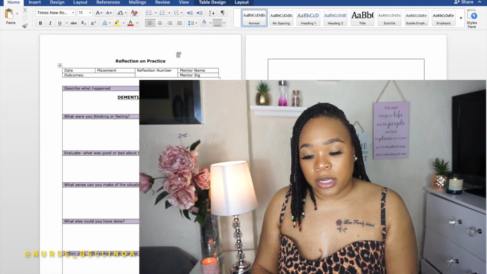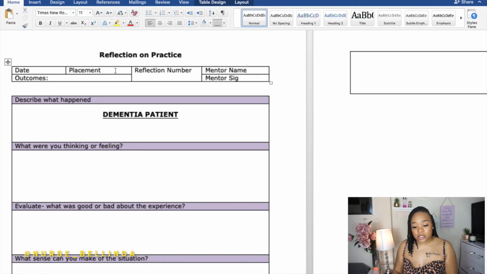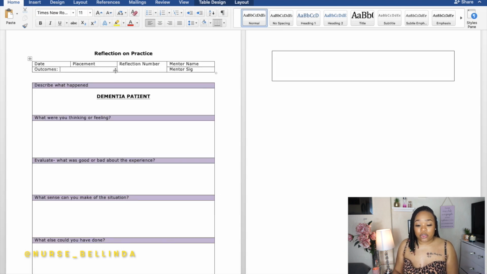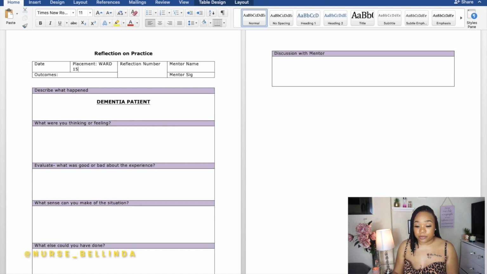So I saved them under reflection. This is how the reflection template will look like. Your reflection template will normally come up like this. You have your date, and you have your placement, obviously where your placement is. I'm going to say ward 15. Obviously I'm not going to disclose which place, but yeah, I'm on ward 15 in some hospital.